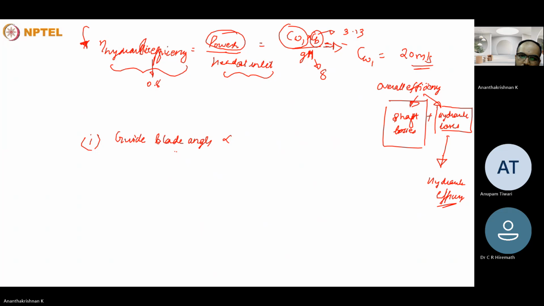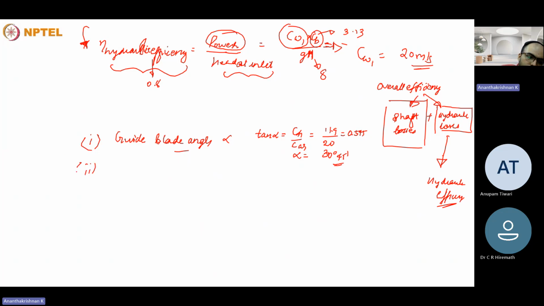So tan alpha will be equal to CF1 divided by CW1. That is equal to CF1, which is given as 11.9, we have calculated it, and CW1 that is 20.0, that is 0.495. Getting alpha, the guide blade angle will be equal to 30 degrees and 45 minutes.